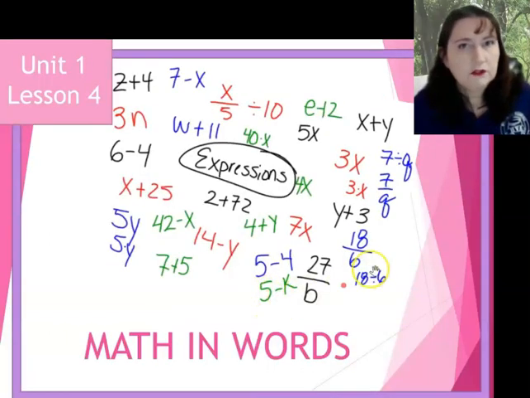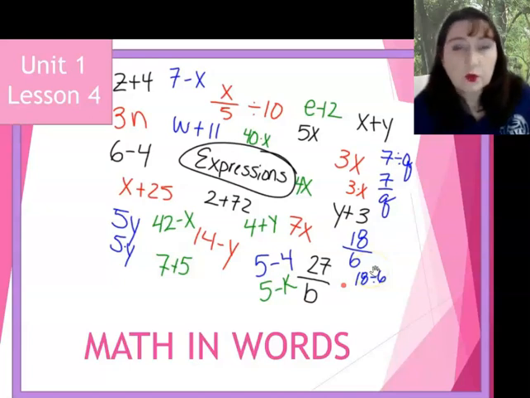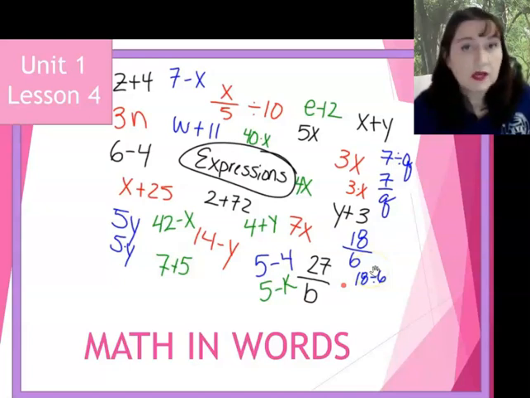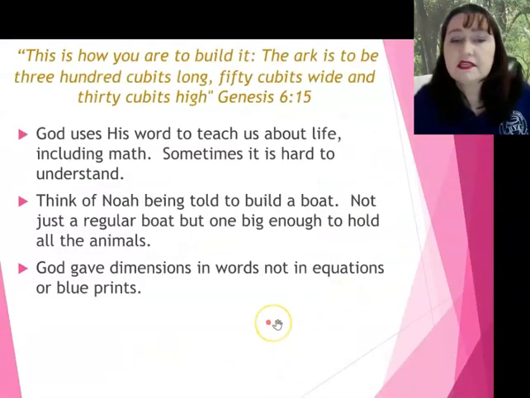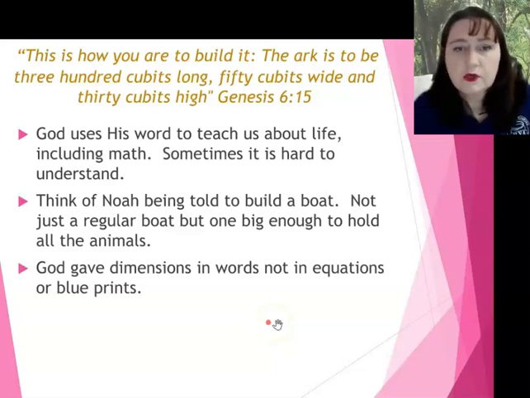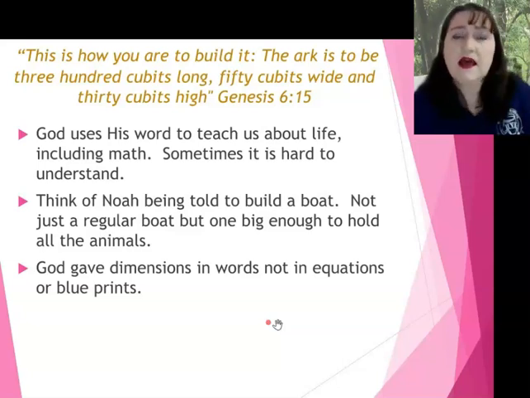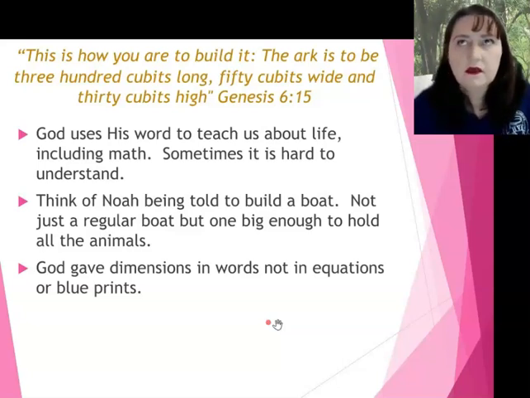We're going to be talking about Unit 1, Lesson 4, words in math. We're going to be talking about what different words mean and how to write them. Our guide moment is, this is how you are to build it. The ark is to be 300 cubits long, 50 cubits wide, and 30 cubits high, Genesis 6:15.